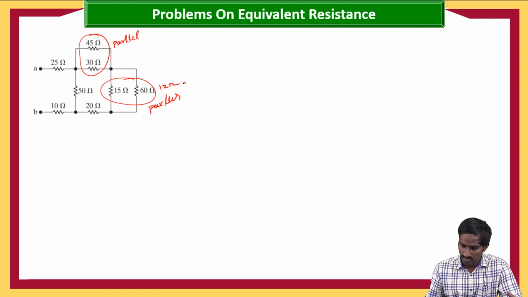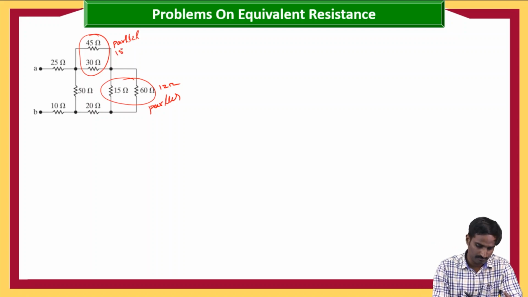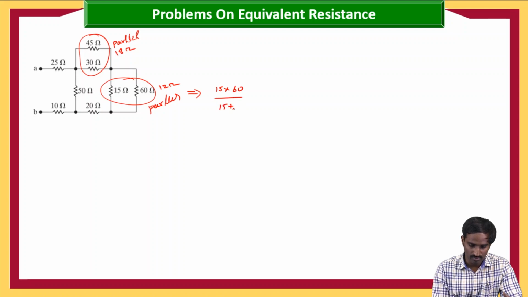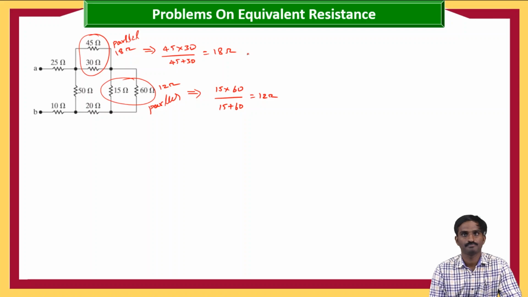Again, let us find 45 into 30 divided by 45 plus 30, again 75, so here it is 18 ohms. So 15 into 60 by 15 plus 60 is equal to 12 ohms, and in this case 45 into 30 by 45 plus 30, you will get 18 ohms.